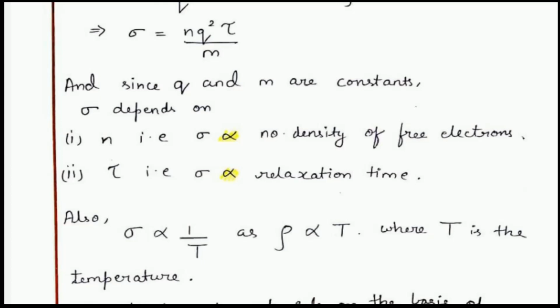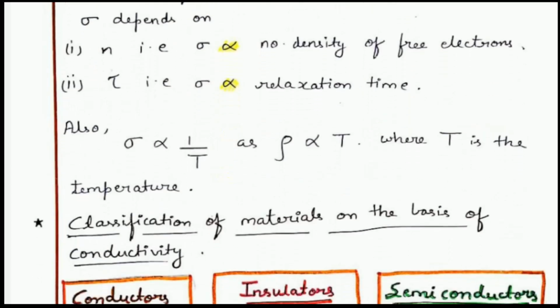So if you decrease temperature, conductivity will increase for a conductor. So we can say that conductivity is inversely proportional to temperature. This you can verify also. In the last video we had seen that resistivity was directly proportional to temperature, and since conductivity is the inverse of resistivity, it is inversely proportional to temperature.